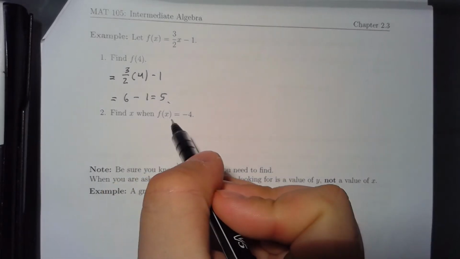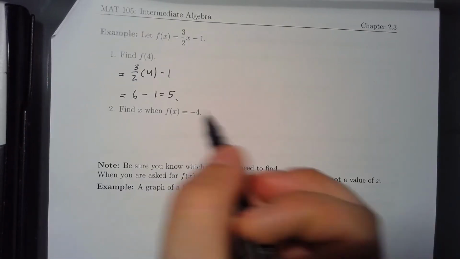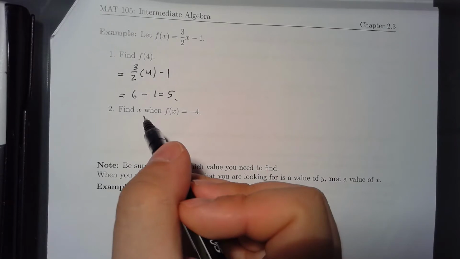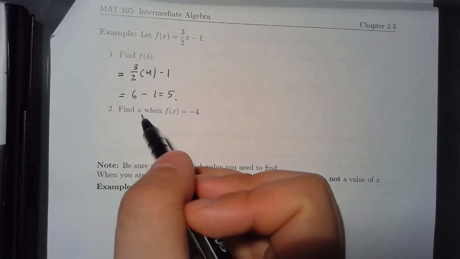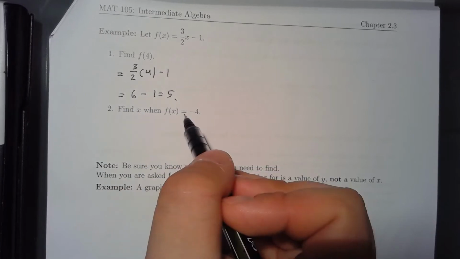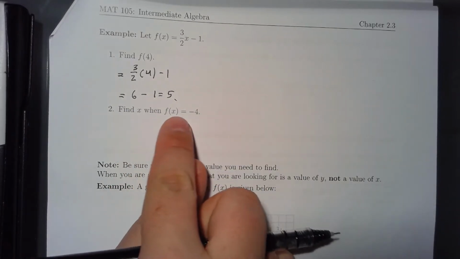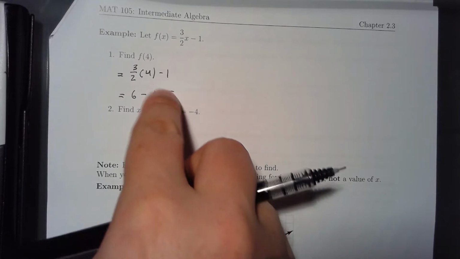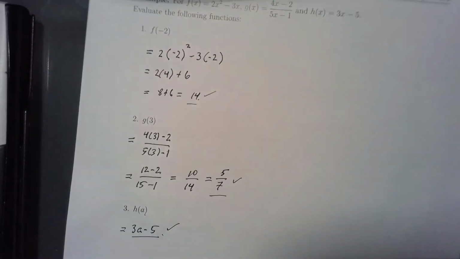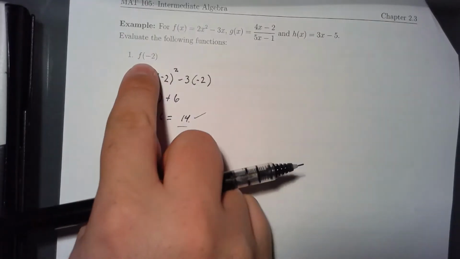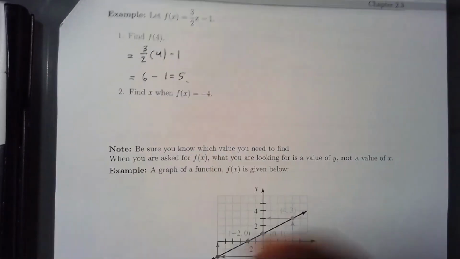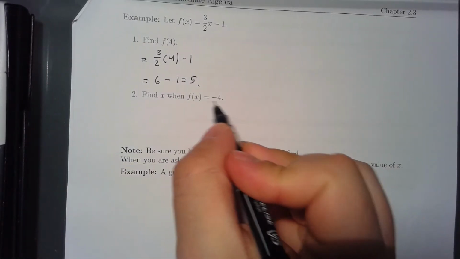Now, number 2, I want you to think about this. Find x when f of x is equal to negative 4. Now here I'm not plugging in negative 4. What I'm doing here is I'm trying to find what my input is when my output is negative 4. So what I'm asking here is different to what I've been doing. Over here I'm asking what's my output when my input is this and that and so on. Here I'm asking the opposite. What's my input when my output is negative 4?